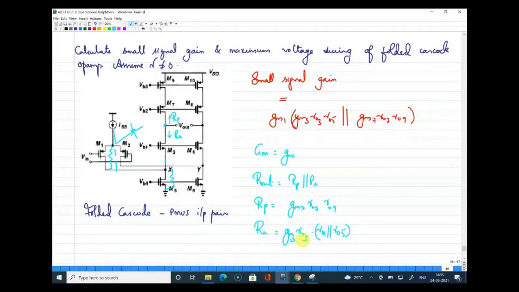I have a doubt. Like in RP and RN, shouldn't we include gmb, like gm3 plus gmb? Yes, you have to include gmb as well, because gamma is given as non-zero. So wherever you have gm, that will become gm plus gmb. That is right, I didn't include that. So for the inclusion of gamma, you have to do that. Is it clear, Bhuvan? Yes, sir.